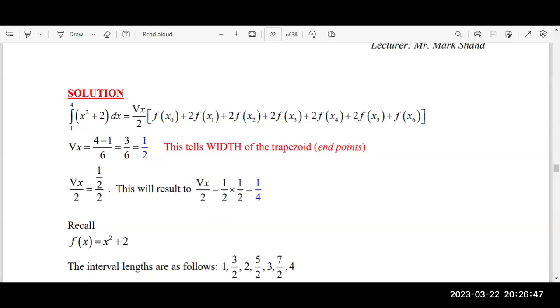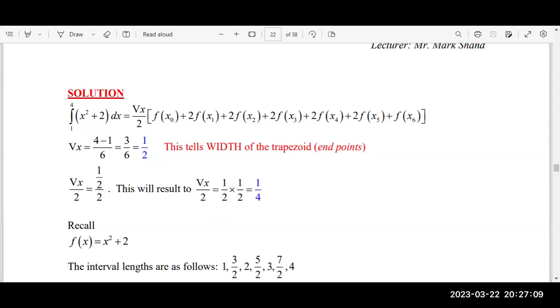So the Vx equals 4 minus 1. So we had to use the limit set, the upper limit minus the lower limit, for the amount of trapezoids we have. 6. All right, so now we get 1/2.